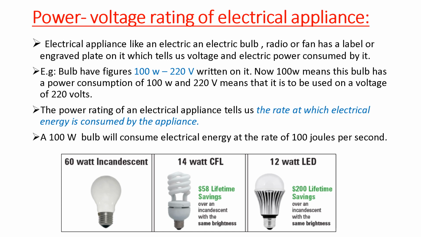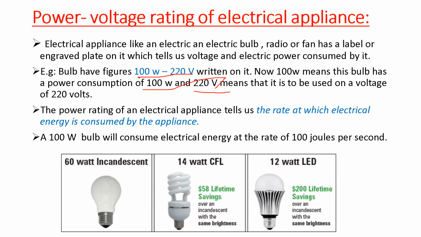You might have seen that various electric appliances, for example, electric fan, electric bulb, radio, refrigerator, ACs, all have some voltage and electric power rating written on them in the form of a label or on an engraved plate. For example, if a bulb has a label with 100 watt and 220 volt, it means that the bulb consumes power at a rate of 100 watt. It means it will consume 100 joule in 1 second and it will work on 220 volt. So this is the meaning of the power and voltage rating.